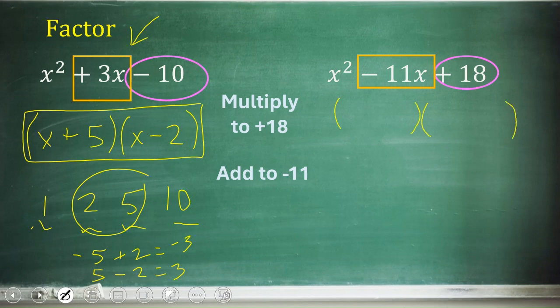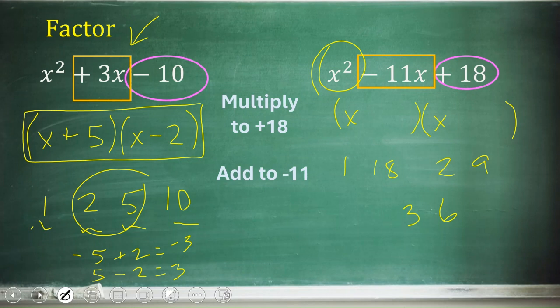I know that when I do this, I'm always going to have x times x. That's what makes that. And now let's think of all the factors of 18. I have 1 and 18, so that's a factor pair. I have 2 and 9. I have 3 and 6. Okay, those are all the factors.